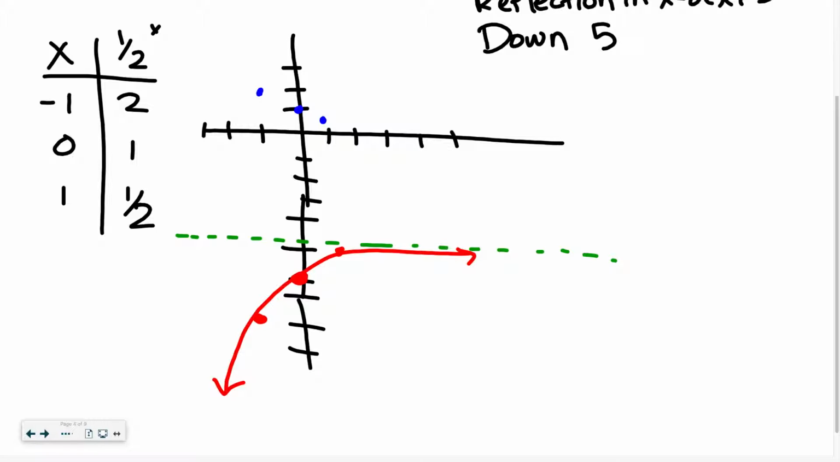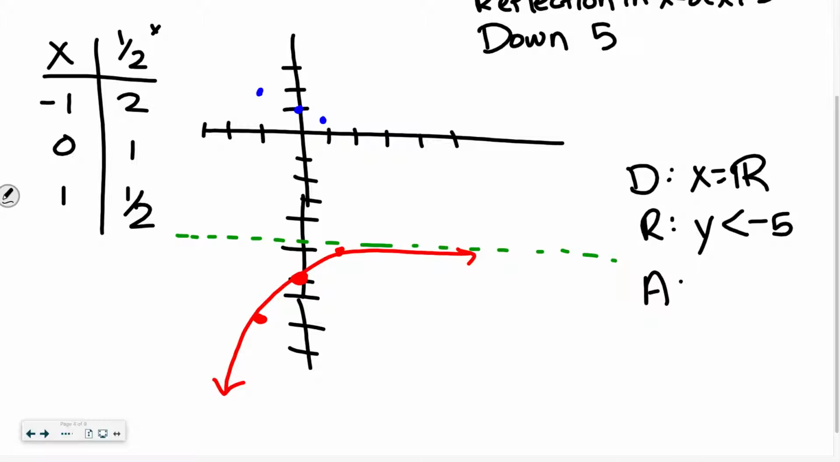Okay. Domain? All real numbers. Range? Y is less than -5. Asymptote? Y equals -5. You should always have a matching range and asymptote value, right?